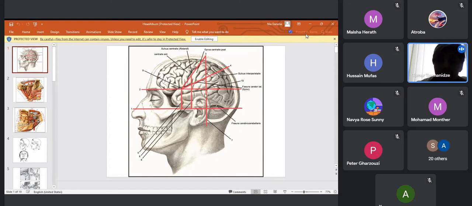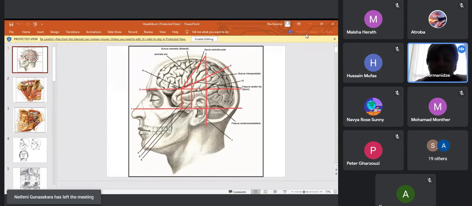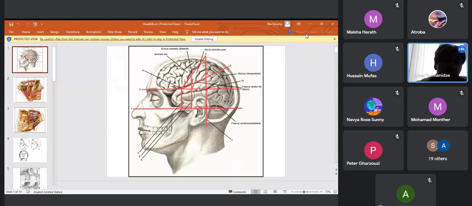The posterior branch of the middle meningeal artery is located at the point of intersection of the superior horizontal line and the posterior vertical line. So this intersection of the lines shows us the projection point of the branches and trunk of this artery on the skin.